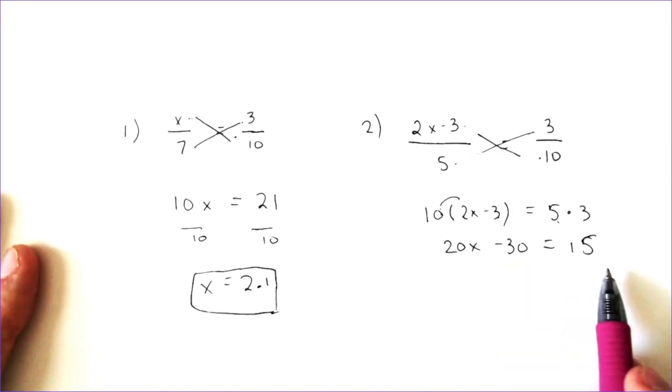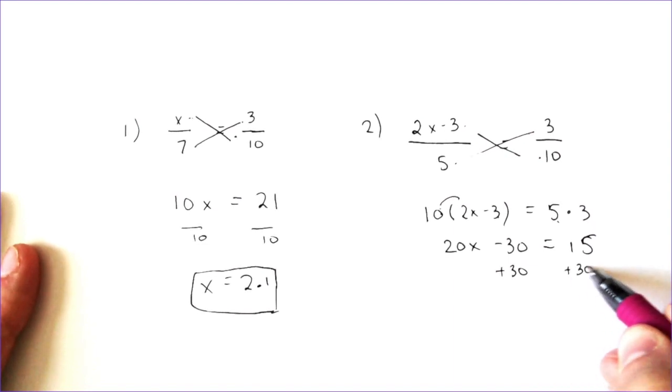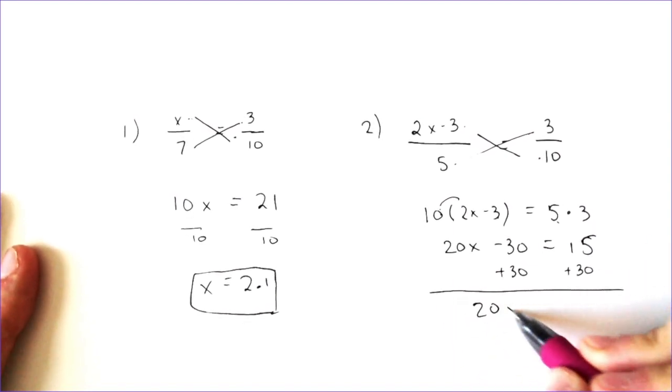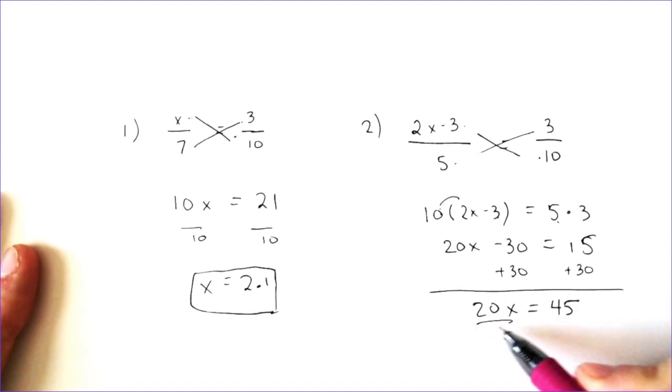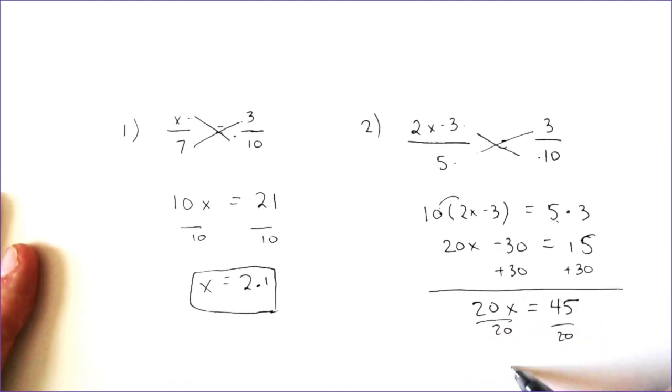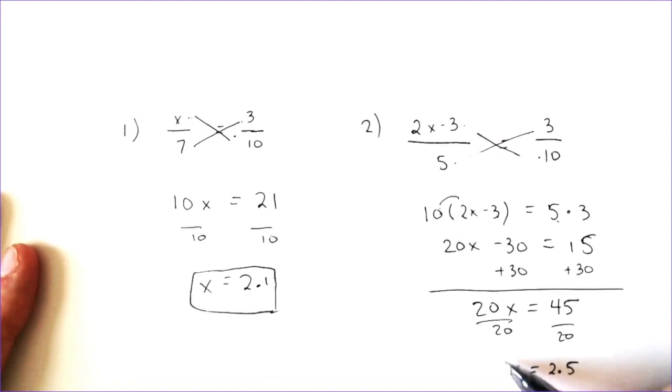We're going to add 30 to both sides. So we add 30, we add 30. We get 20x is equal to 45. And when we divide by 20, we get x is equal to 2.5.